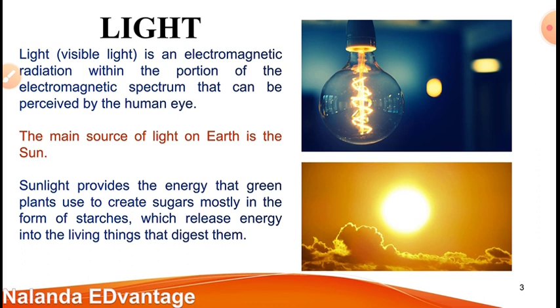The main source of light on our earth is the sun. Sunlight is very important because it is the main source of energy which helps provide energy to all the other living organisms which are dependent on this ultimate source. Photosynthesis is the biggest process by which plants prepare their food, and indirectly we get food from plants. For photosynthesis to occur, we need sunlight. Hence, it provides the energy that green plants use to create glucose or sugar, mostly in the form of starch, which releases energy into the living things that digest them.